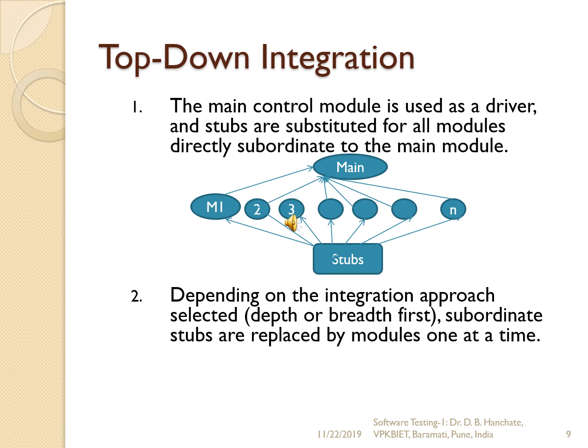Subordinate stubs are replaced by models one at a time. It means every time you are pushing some models into the stubs, which are the particular models dedicated to the particular stubs, and we do the integration of that, and then again the next model will come and replace the stubs again. So this is called top-down integration.